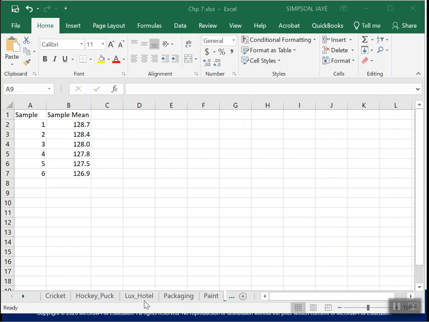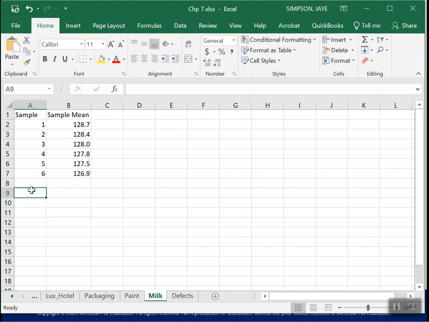All right, so here we are in our Chapter 7 Excel, and it's a little hard to see down here, but I have the milk window open. So we've got our 6 samples and our 6 sample means already plotted out for us. Now, first thing that we want to do is calculate the upper and lower limit.